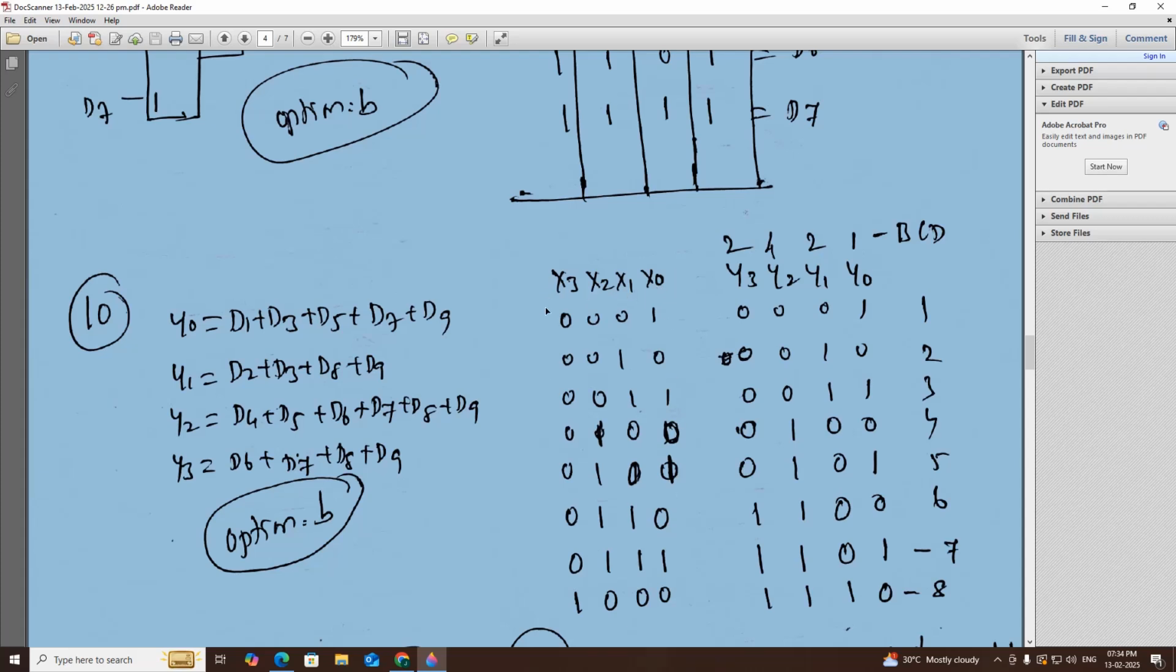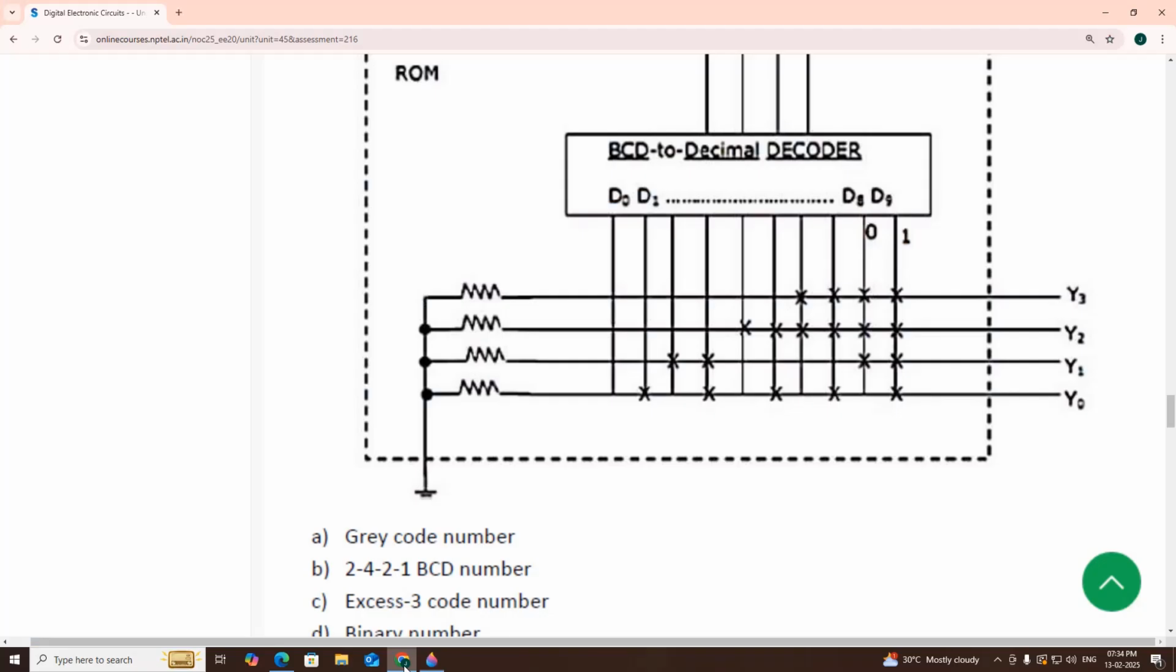So we'll start from 1, 2, 3, 4, 5. That means 0001 is 1, 0010 is 2, this is equivalent to 3, this is equivalent to 4, this is equivalent to 5, 6, 7, 8. Okay. So now for this input combination, x0 equal to 1, x1 equal to 0, x2 equal to 0, x3 equal to 0. So what is the output? What is the output we have to see. For this input combination, what will be selected here?